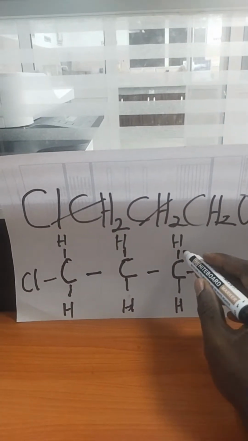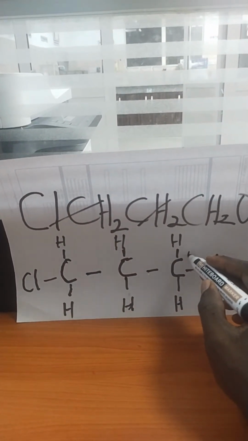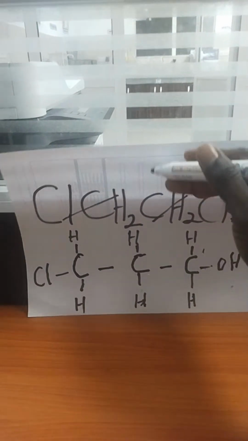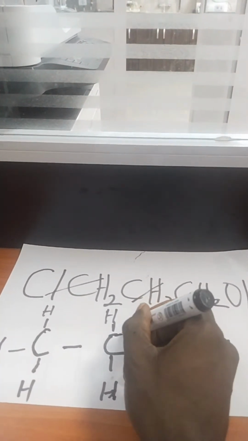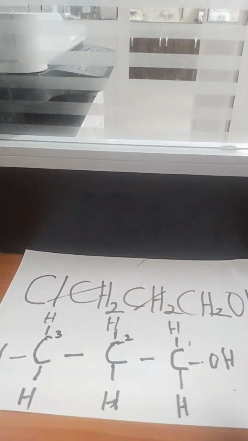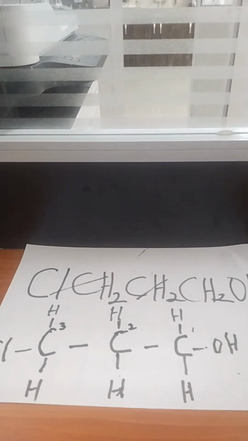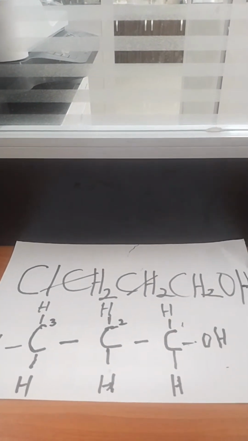Here will be 1. I will attach 1 here, priority 1. Have you seen that? And this other place will be 2, priority number 2 and 3. Having finished the allocation of priority, the next thing that you are supposed to do is to give the name.